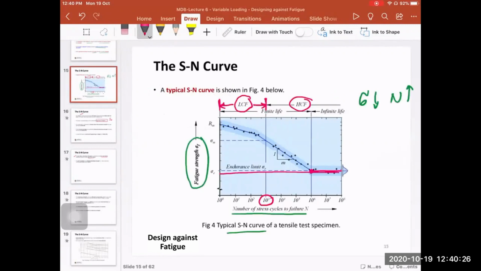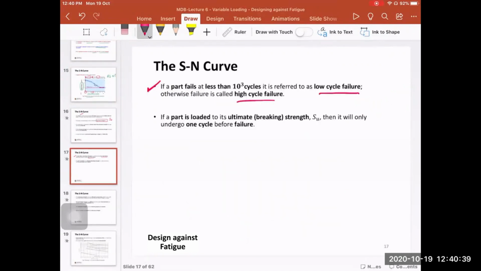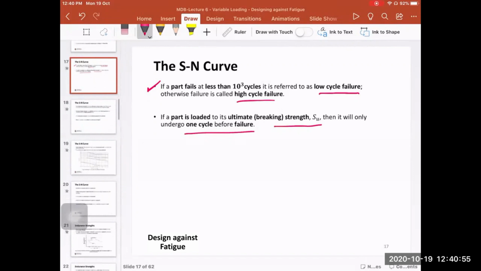The first point is also quite important. Here 10 to the power 0 is just one cycle. So if you load the material to its limit, with a stress level equal to its ultimate tensile or breaking strength, the material is going to survive only one cycle. Okay, but for any stress level lower than that, the number of cycles is going to increase.